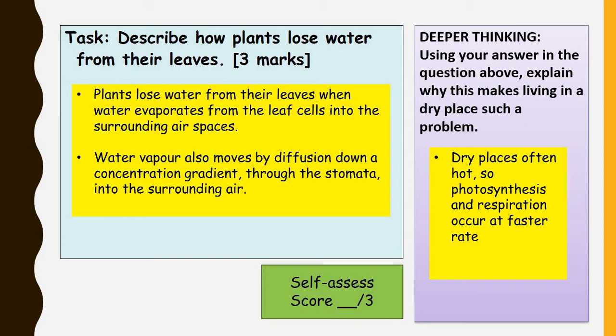Using your answer in the question above, explain why this makes living in a dry place such a problem. Well, dry places are often hot, so photosynthesis and respiration are going to occur at a faster rate due to that increase in temperature. Because water vapor is going to be lost more quickly at a high temperature.